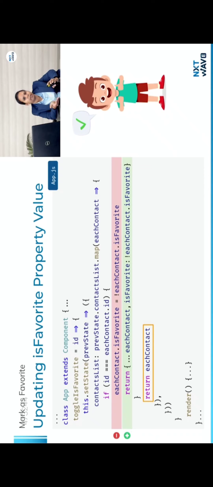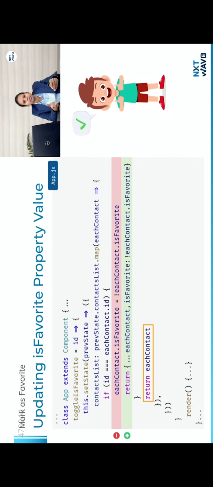There's no change, so directly we are returning each contact. But in case the ID matches, we are creating a new object with the other details and toggling the is favorite value. Okay, this is how you have to do it. So here the key point is you shouldn't update the object directly. You have to create a new object and then appropriately give the values and provide that to the state.